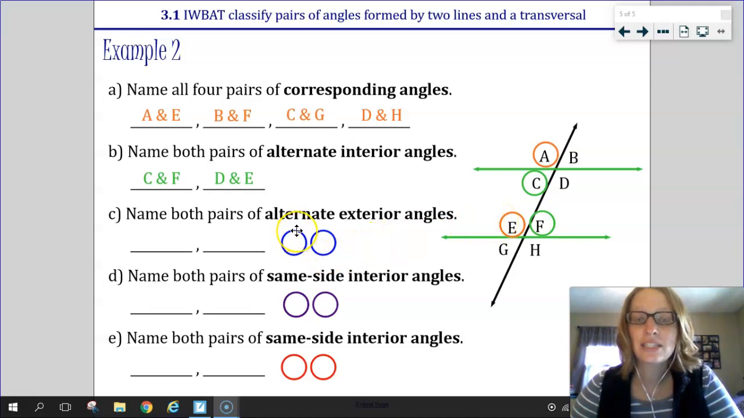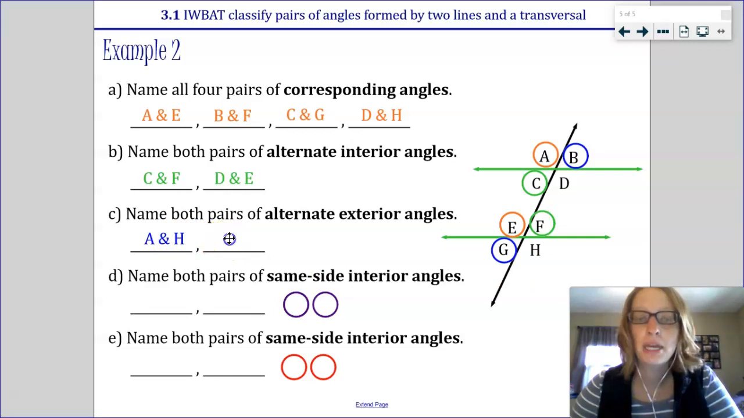Similarly, alternate exterior angles are on opposite sides of the transversal but outside of the given lines. So we have 2 pairs, either A and H, which are on opposite sides of the transversal outside of the 2 given lines, or B and G.